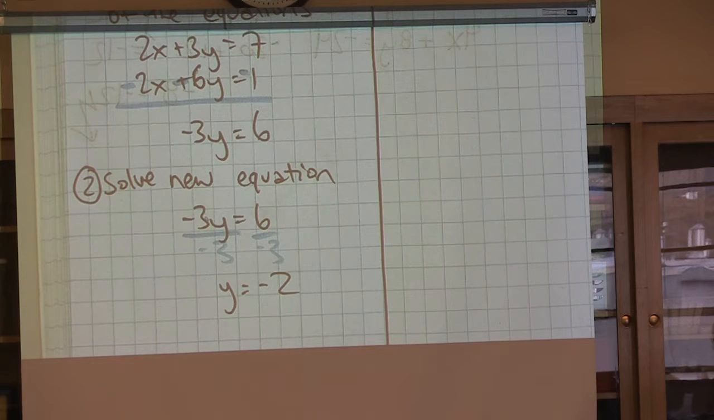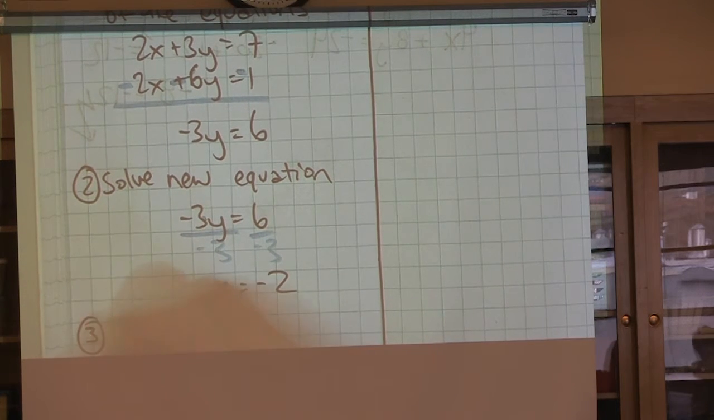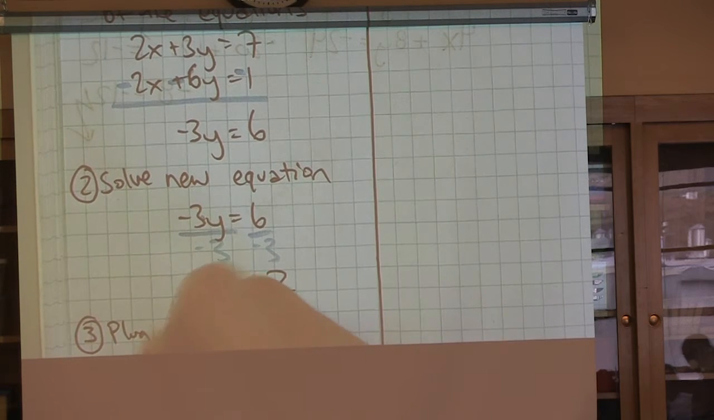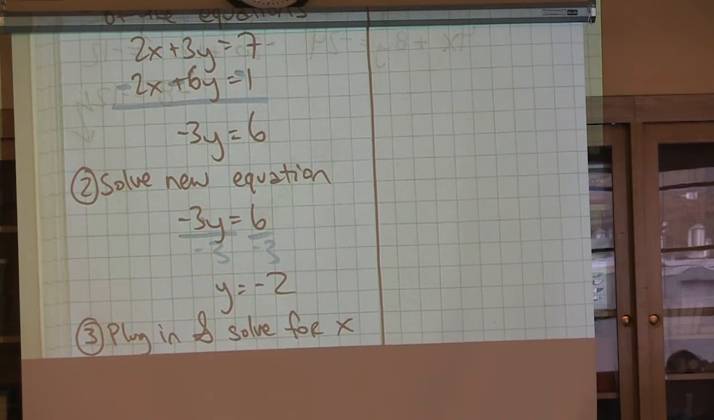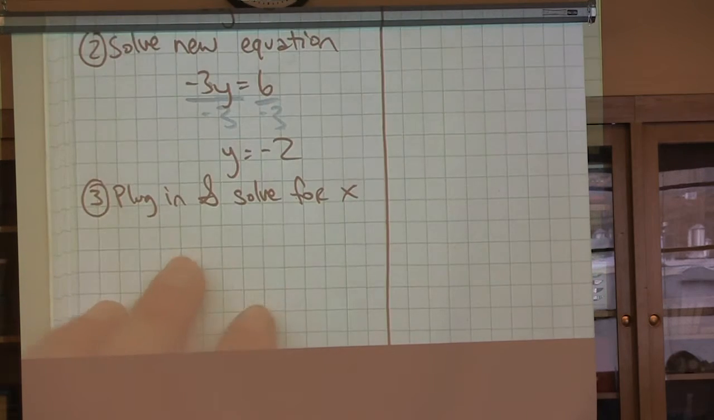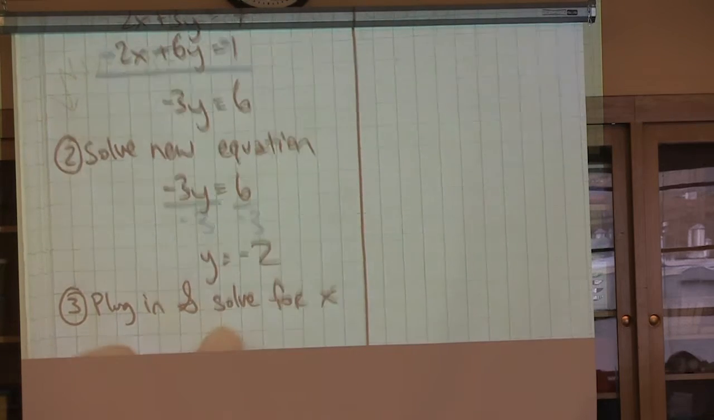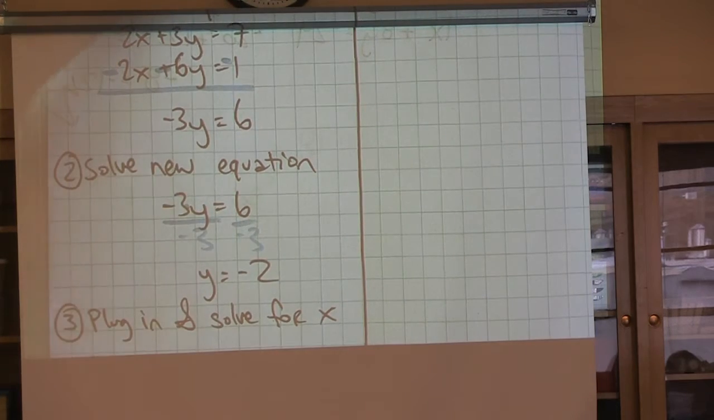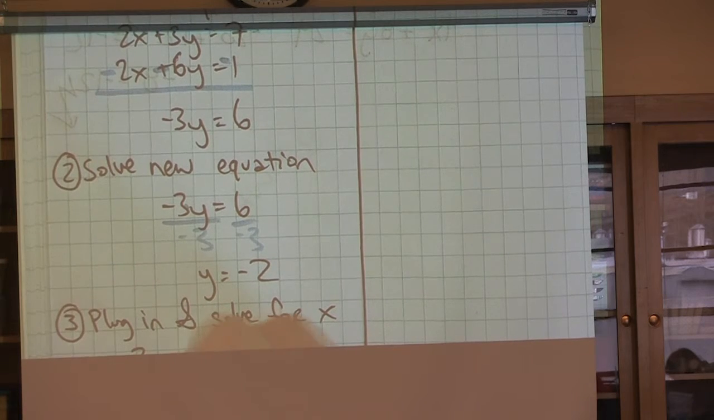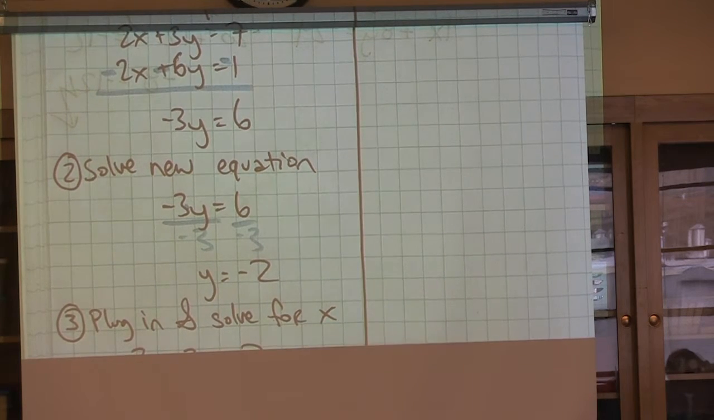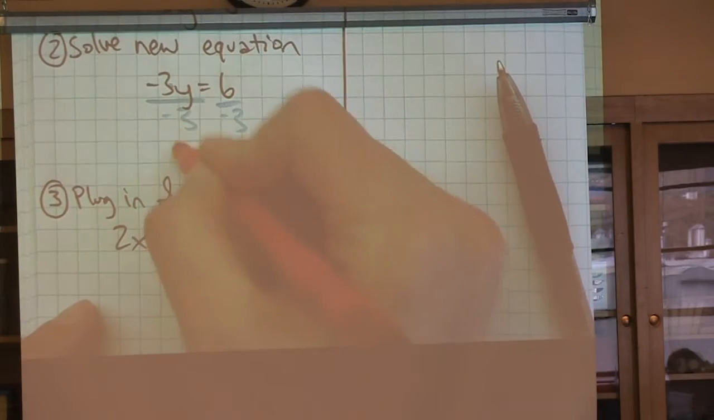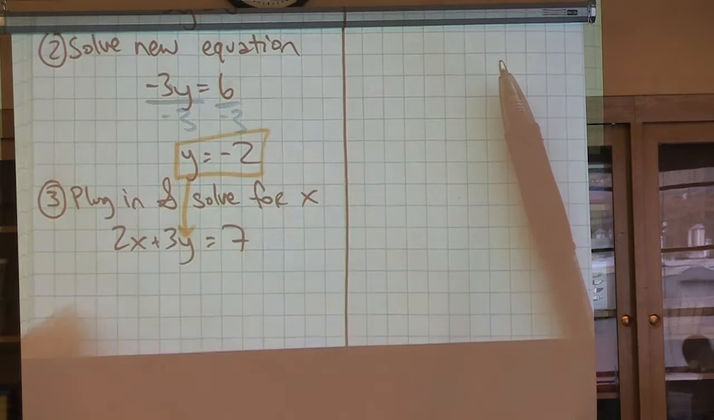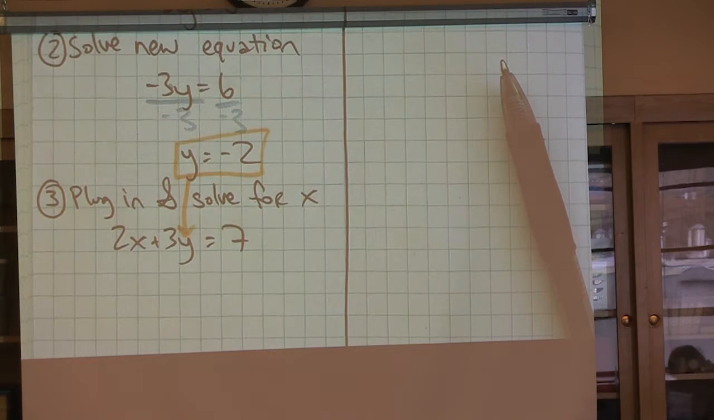And of course, if we know y, the other part, the last piece still stays the same. We need to plug in and solve for x. Right? So I'm going to go with our top equation just because it's easiest. So that one way up there above the clock, that's the equation I'm going to use. 2x plus 3y equals 7. And so to find out what x is now, take your negative 2, plug it in for y, and all of you guys right now go ahead and finish solving for x.